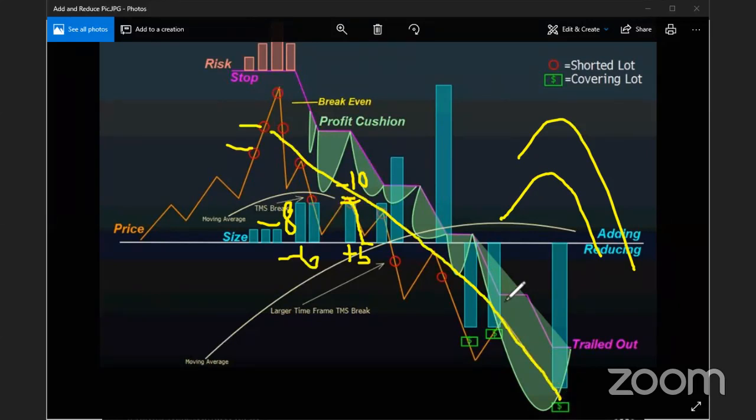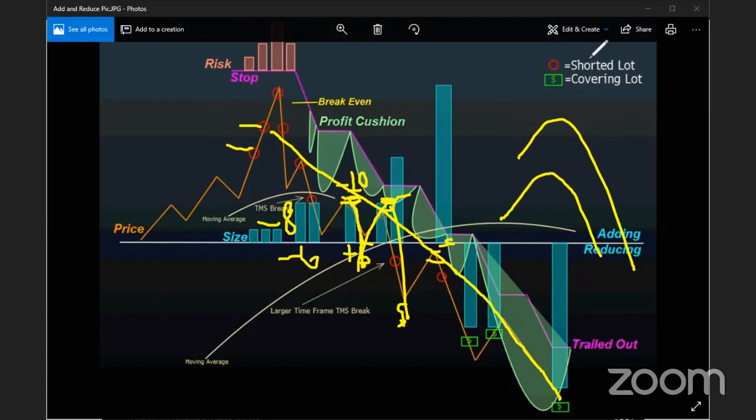And then so I'm riding those pieces all the while I'm adding, and then I'm reducing, because you're reducing your risk when you're covering, right? And then I'm adding, I'm increasing my risk, I'm shorting more, and then I'm covering. It comes back up, I'm adding, and then I'm still riding this position with some trailing stop out methods, etc.